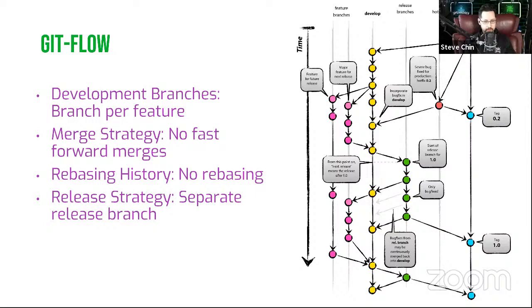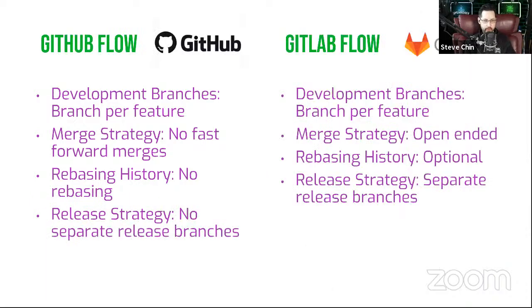And some general features of Git flow are the merge strategy, which they don't recommend using fast forward merges. Fast forward merges modify your history. So this is safer, but it makes the history a little bit more cluttered because you see a lot of integrations going on. They also don't recommend rebasing, and the release strategy is each release goes to a separate branch.